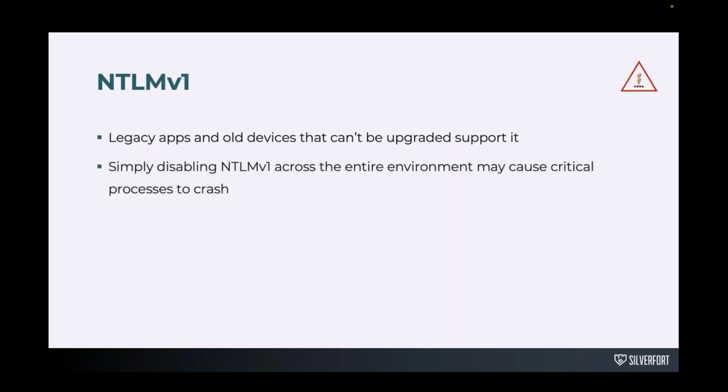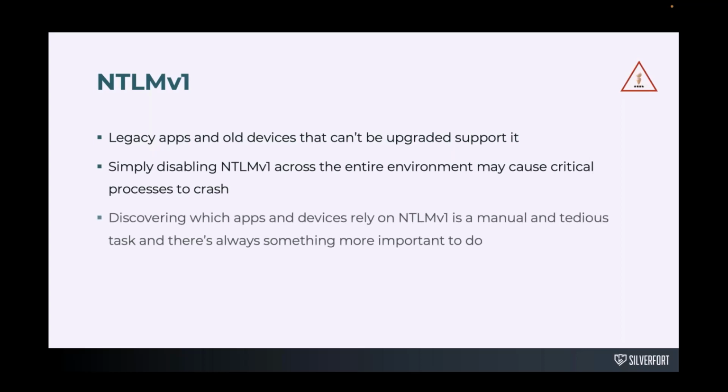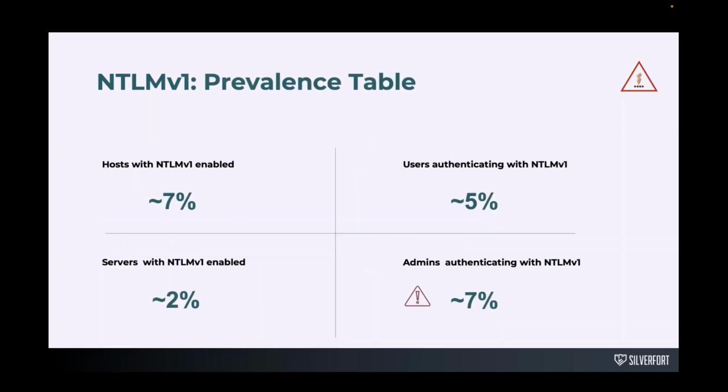In practice, it happens because there are legacy apps and old devices that can't be upgraded to support anything else. If you simply disable it, you might break processes. Discovering which apps and devices rely on NTLMv1 is a manual and tedious task. There are also some VPN products, much more than you think, that require NTLMv1 due to RADIUS compatibility.